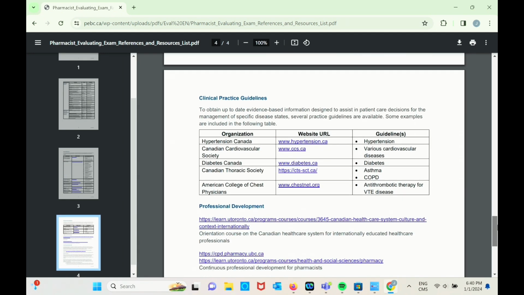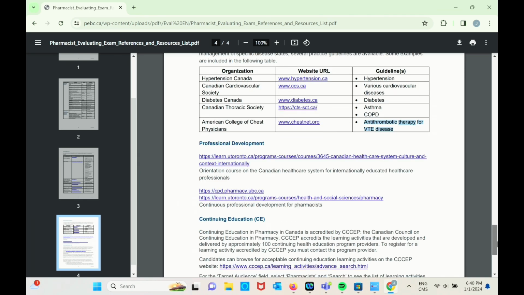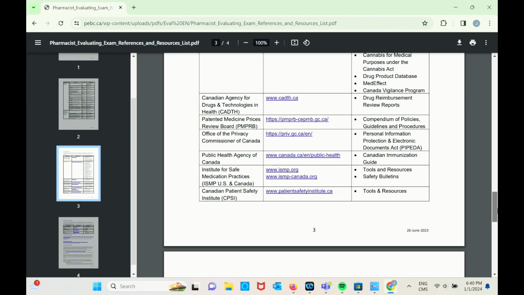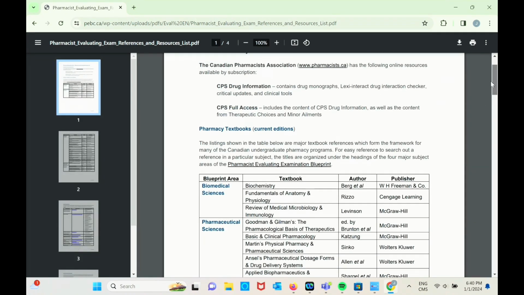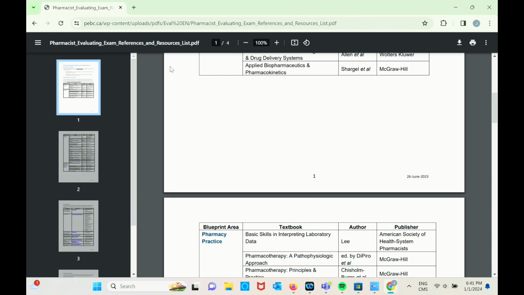And for the therapeutics, clinical practice guidelines play a major role. For example, hypertension and various cardiovascular diseases like ACS, whether it's arrhythmia, it's very important that you get updated with the guidelines. So I went through the clinical practice guidelines for that. Diabetes, asthma, COPD, and antithrombotic therapy for PTs. These are very, very important. So I used the guidelines, and these are the resources that are mentioned in this list. So let's check out how to get these.